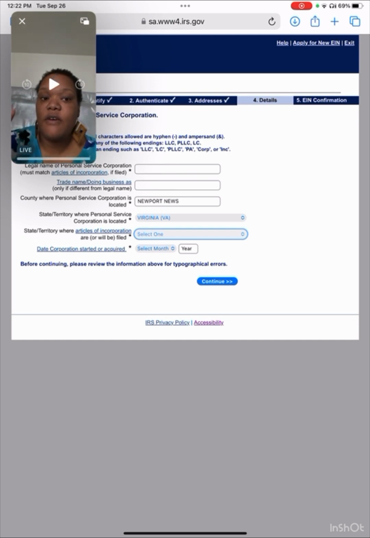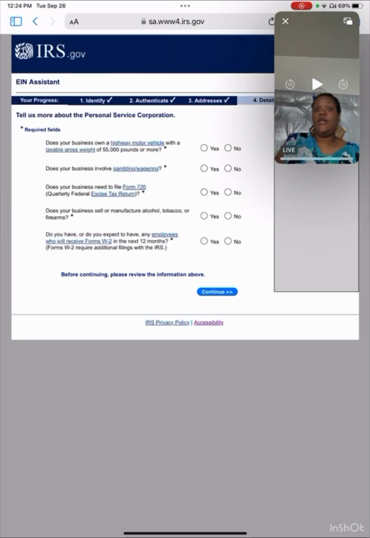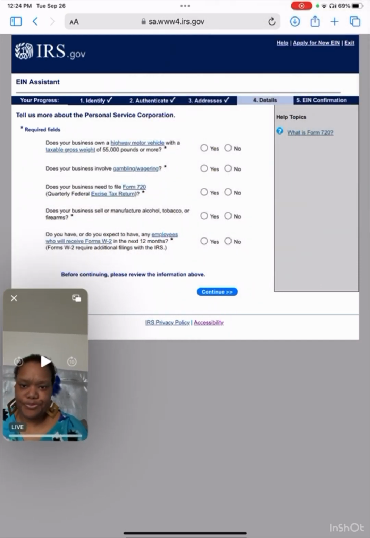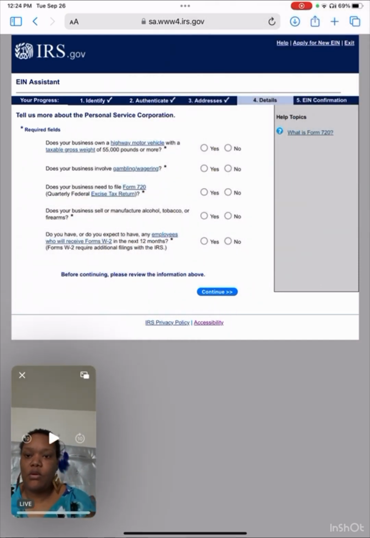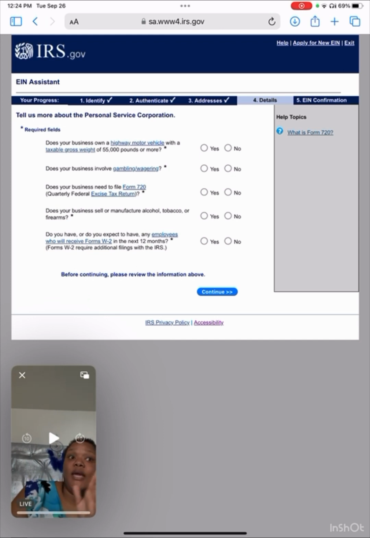And then the EIN confirmation, and that will be basically the end of the application. I'm going to go ahead and type some stuff in here so we can get to the next part. We are on the next details page, and it says, tell us more about your personal service corporation. You would then select yes and no when it comes to these questions about the corporation to move forward. And yeah, I will fill all those out and then move on.